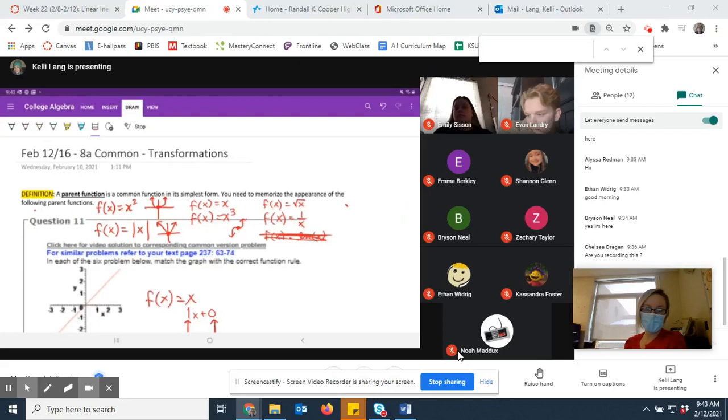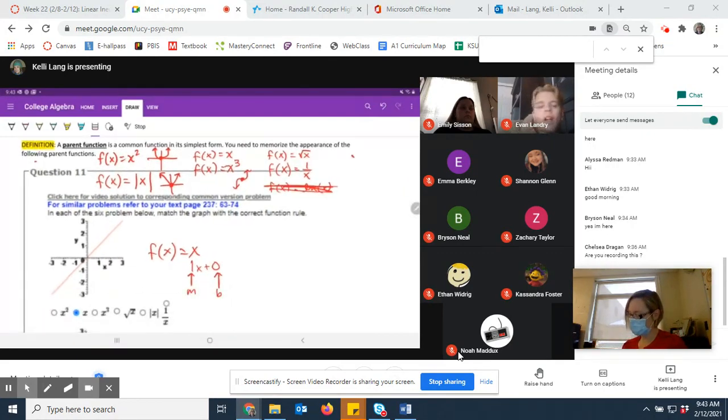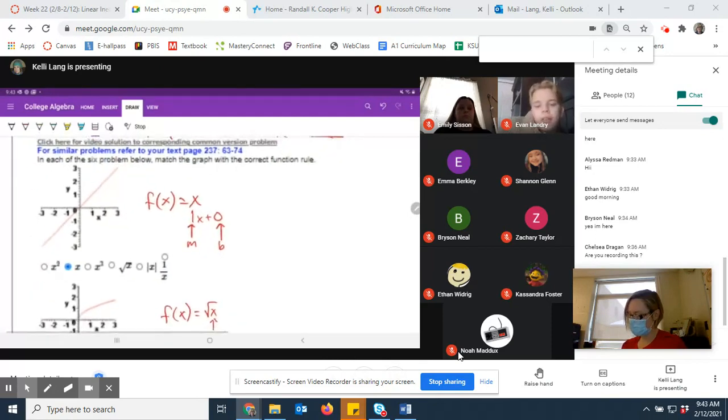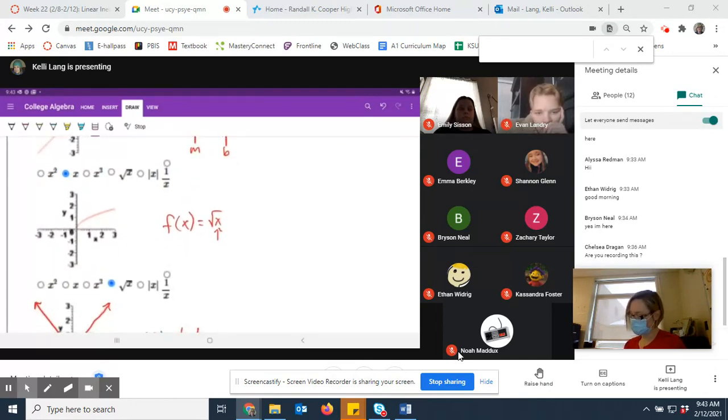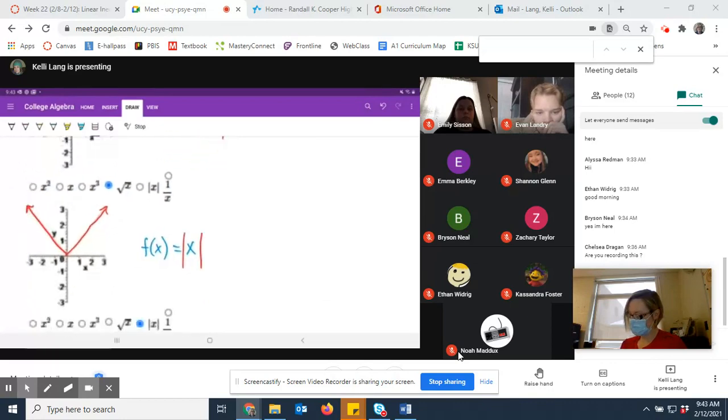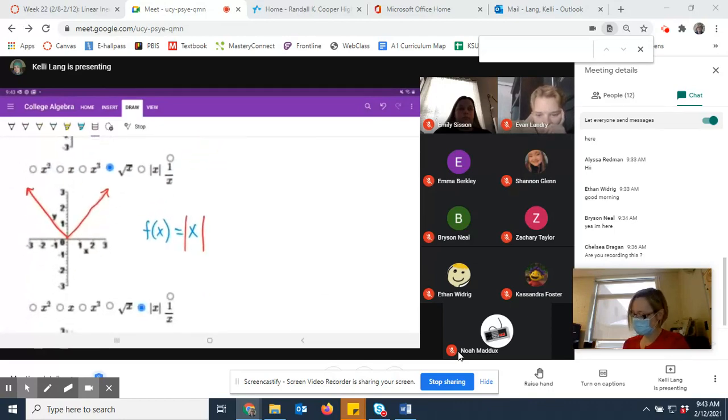So just a quick recap. Parent functions are just basic common functions that you'll see all the time, and you'll want to have these memorized. Examples of some common parent functions are f of x equals x, which is just a line with a slope of 1. The square root of x, the absolute value of x.